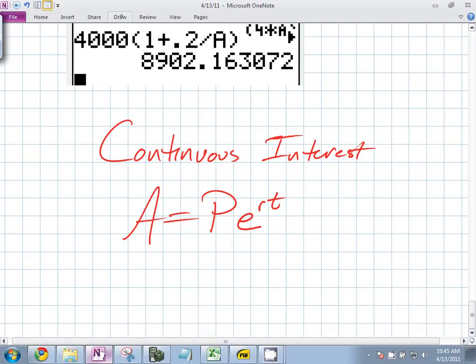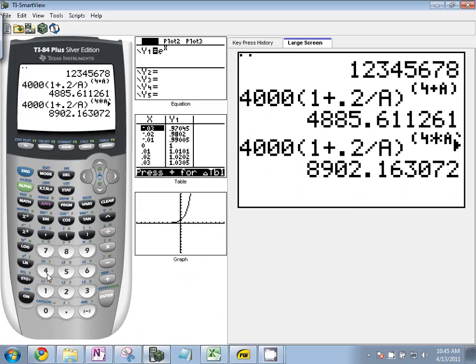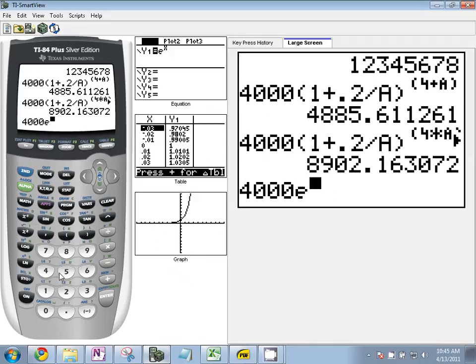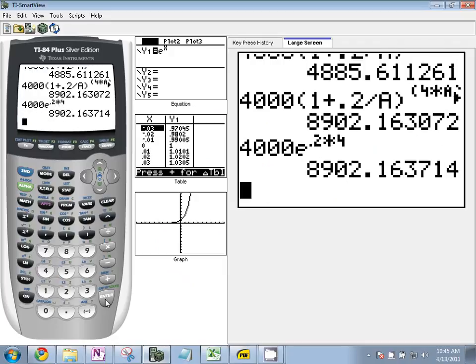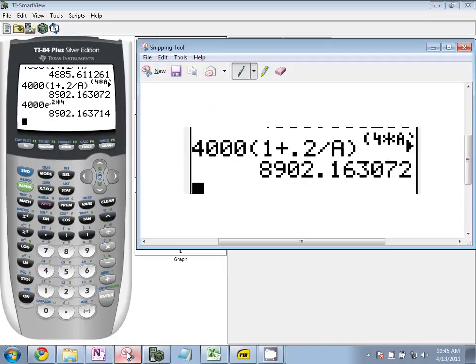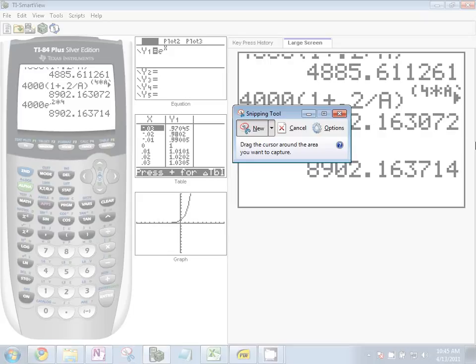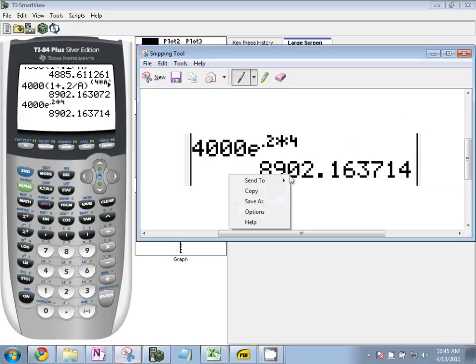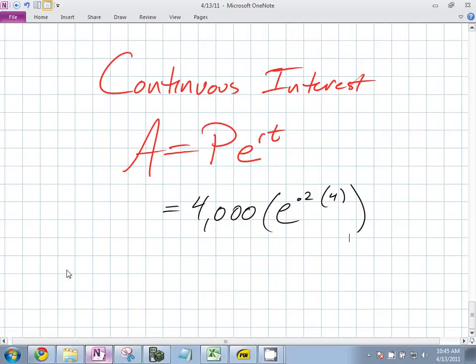So let's do this. What's continuous interest going to be? What's the most amount of money? 4,000 times e to the 0.2 times 4. So you do that out, you get 4,000 times e to the 0.2 times what? 4, right? Look at that. So continuous interest. What did continuous interest give us? Almost the same number. Very, very similar, right? Sometimes it gets to a point where it doesn't matter anymore, right?